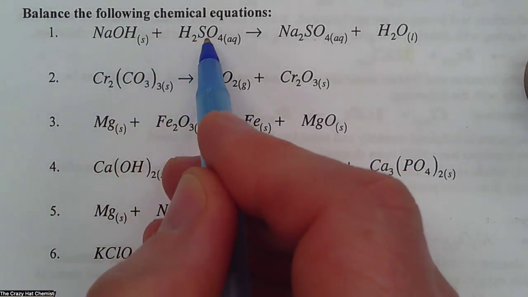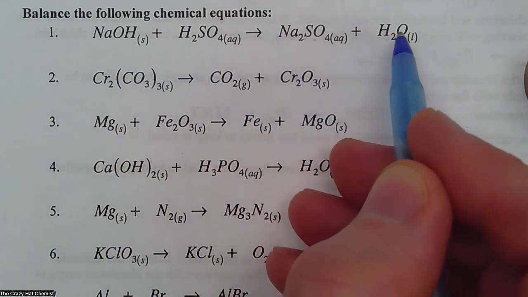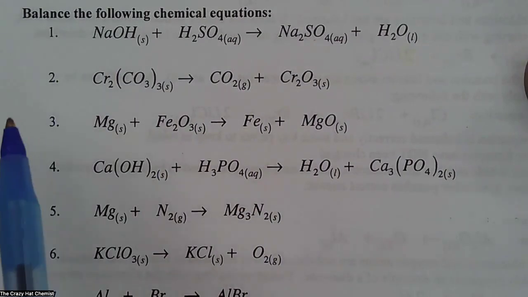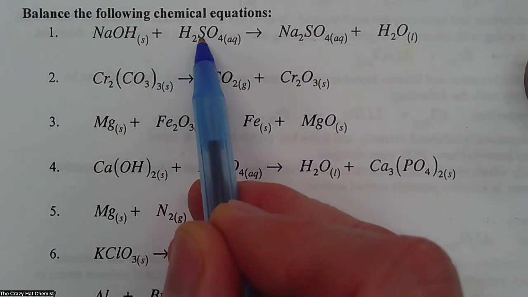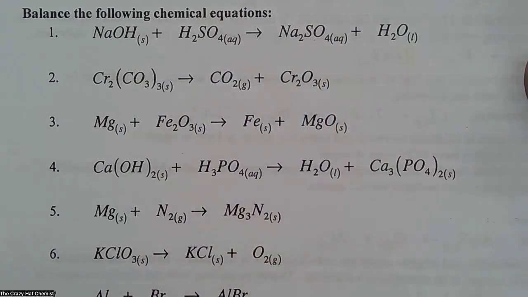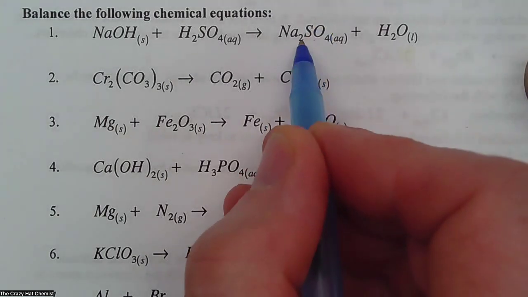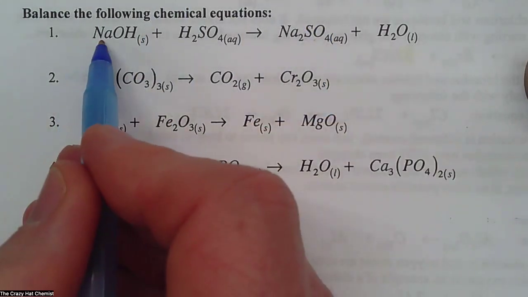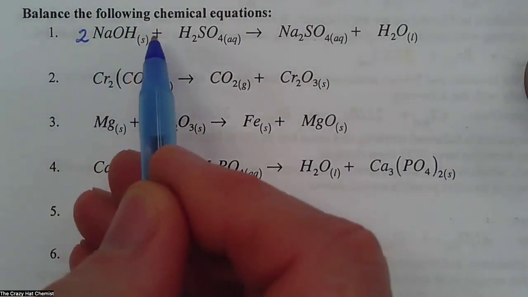NaOH plus H2SO4 produces Na2SO4 plus H2O. So I'm going to look for unusual elements first. That is a sulfur and a sulfur. There's 1 sulfur on the reactant side, 1 on the product side. But I do notice sodiums, 2 sodiums here on the product side. There's 1 on the reactant side. So I'm going to put a 2 coefficient in front of the sodium hydroxide.